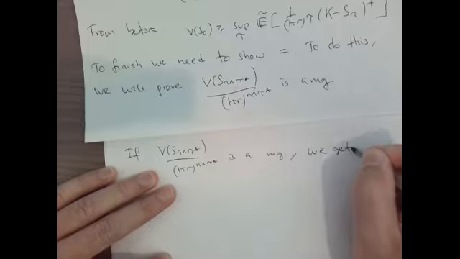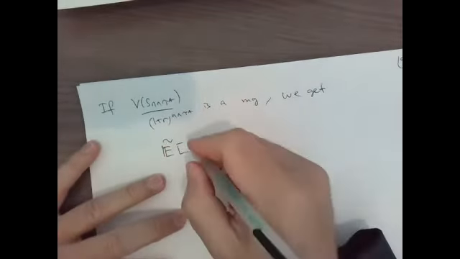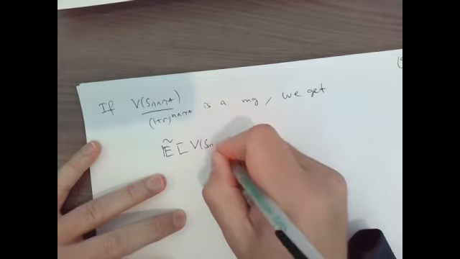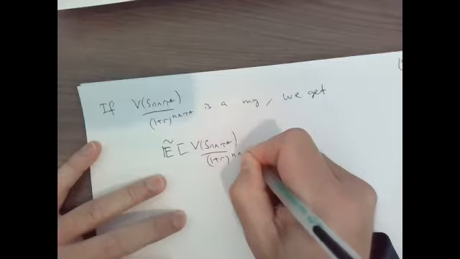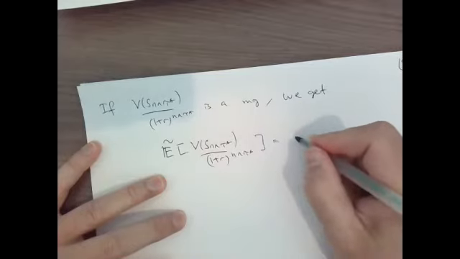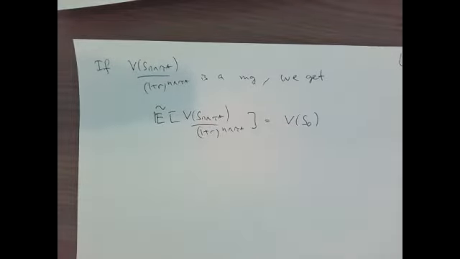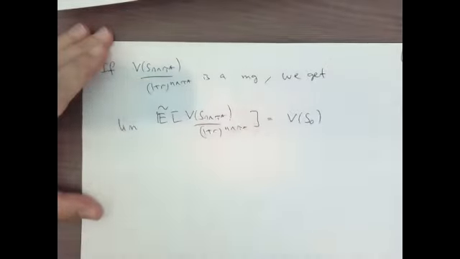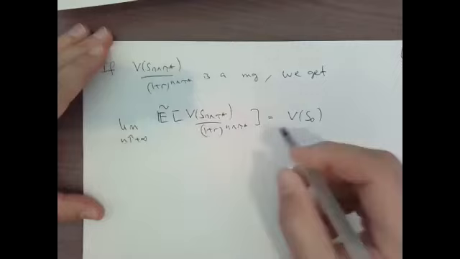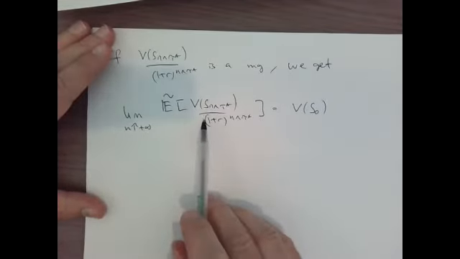we get, what will we get? Well, first of all, I know that martingales have constant expectation. So I'll get that the expectation of V of S_{n ∧ τ*} divided by 1 plus R to the n ∧ τ*, and this is exactly my V of S0. So now I'll take a limit as n goes to infinity. There's no n on the left-hand side, and on the right-hand side, I have something that is bounded. So we're going to use dominated convergence.